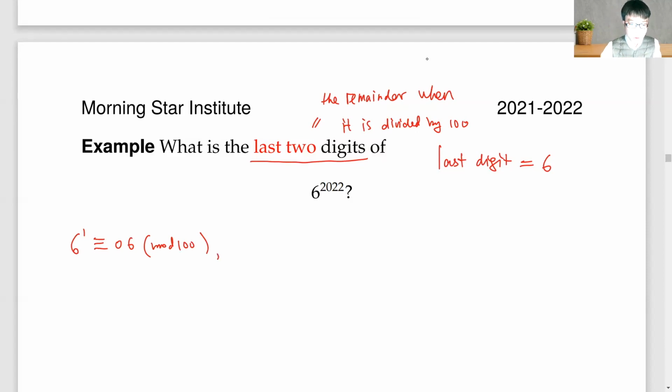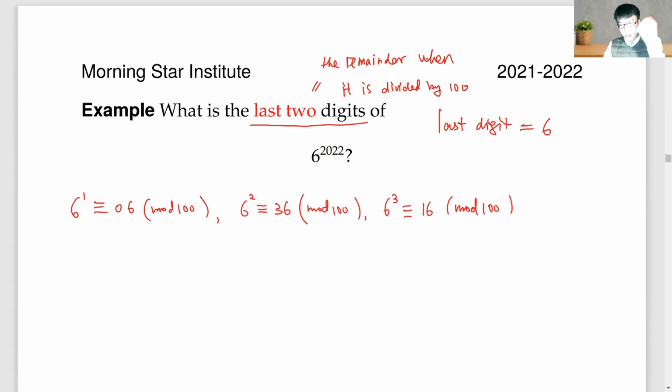And if you do 6 square, it corresponds to 36. And now we consider 6 cube. Well, we know 6 cube is 216, so we have 16. We can just write 16 mod 100. Now, as the number gets larger and larger, the power of 6 becomes larger and larger.